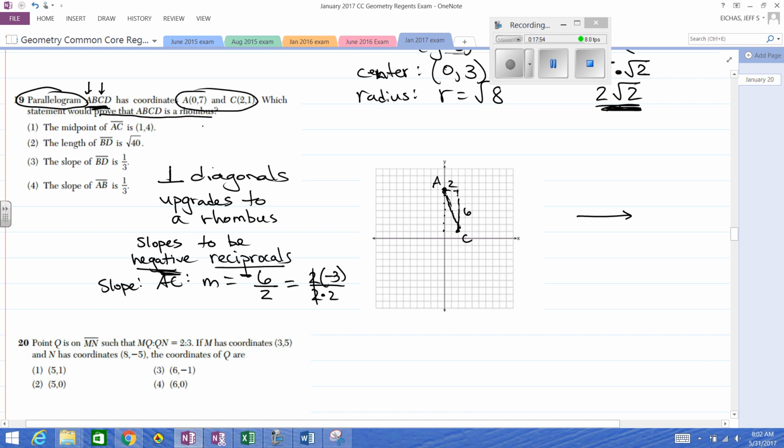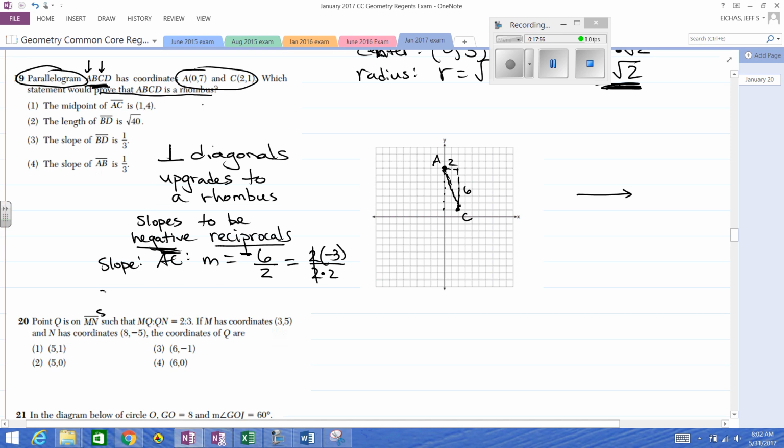So it's negative 3/2. So now the slope of BD has got to be perpendicular to that. So if it turns out to be 2/3 or something equivalent to 2/3, right? Change the sign and flip. That's what we're going to need.